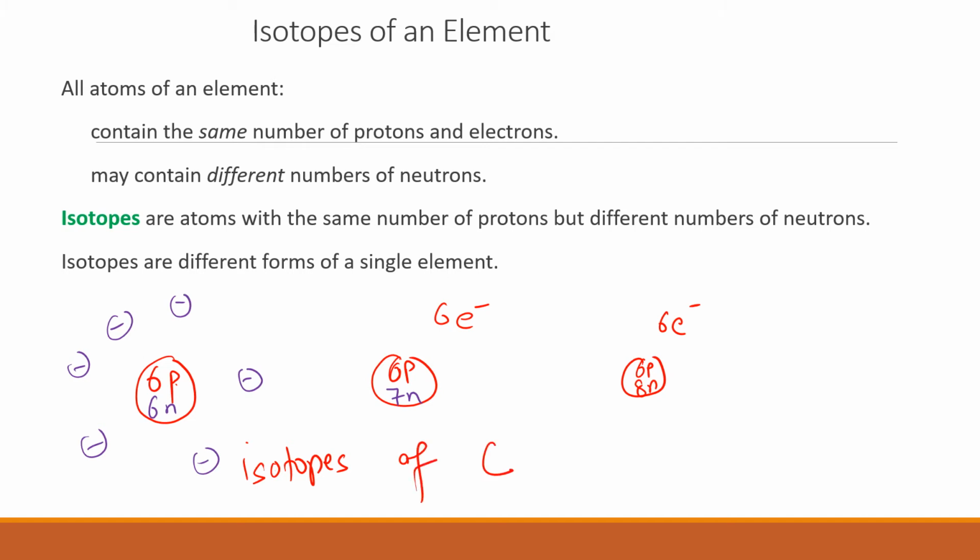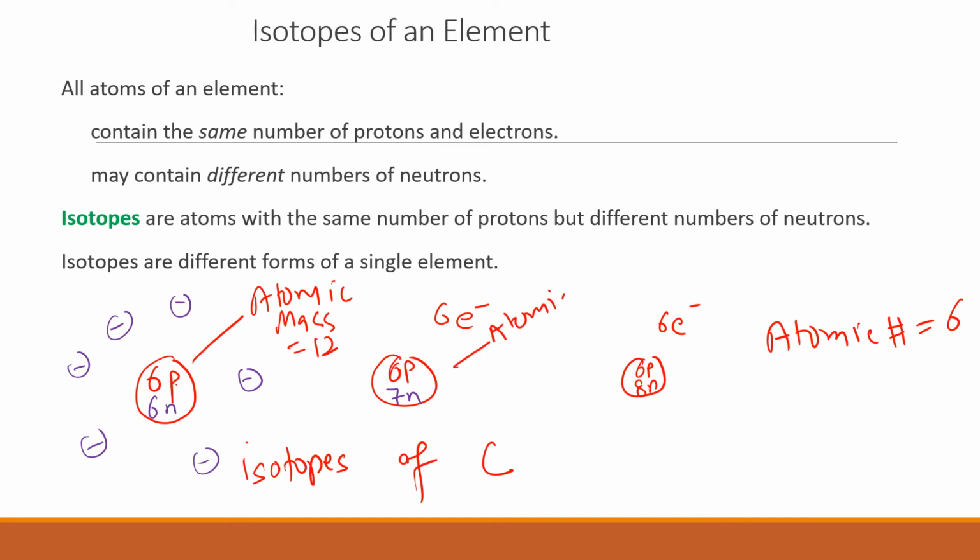The difference will be in the mass number, the atomic mass. In all these three cases, the atomic number will always be equal to 6 because there are 6 protons. However, the atomic mass in the first example, remember, atomic mass is equal to the number of protons plus the number of neutrons. So 6 plus 6 will be 12 in this case. In the middle example, 6 plus 7 will be 13, and in the last example the atomic mass equals 14.